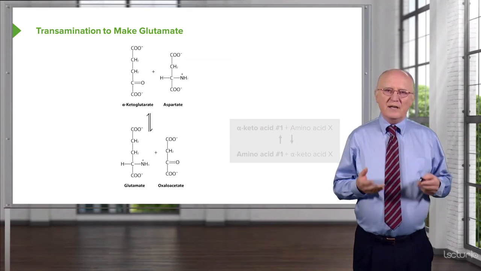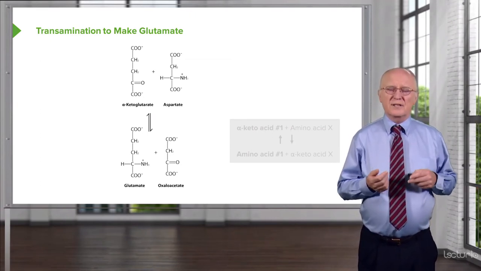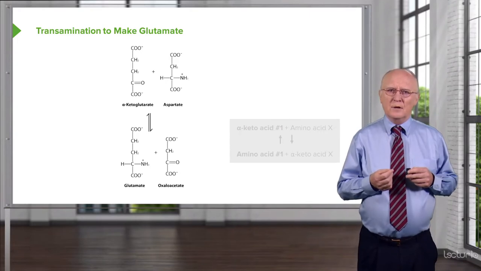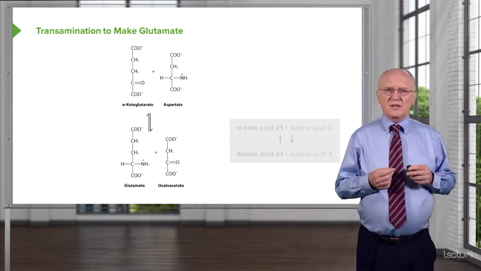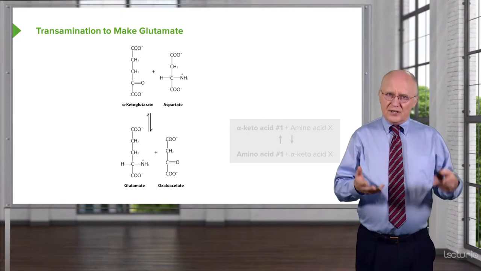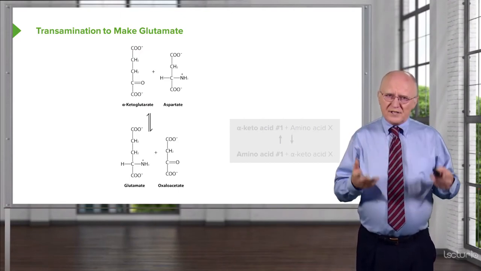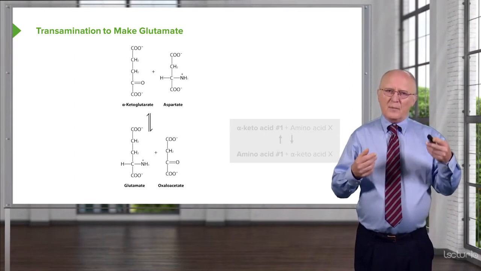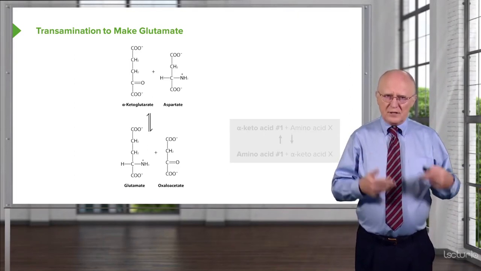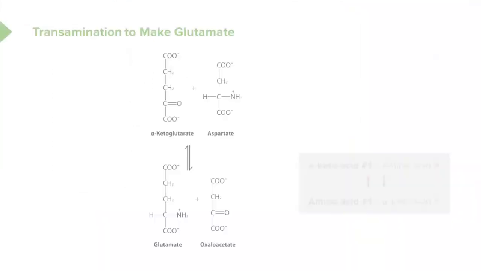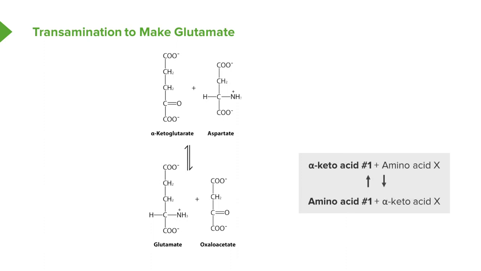So we see here alpha ketoglutarate, our precursor of all the amino acids in this family that I described. We see to its right the amino acid aspartate. Aspartate is the donor of the amine group that will help to make glutamate. We see in this process that starting at the top on the left, alpha ketoglutarate becomes glutamate on the bottom left. And in the process, aspartate or aspartic acid becomes oxaloacetate on the lower right. So this is now showing us structurally what's happening with the words that I showed in the previous slide.